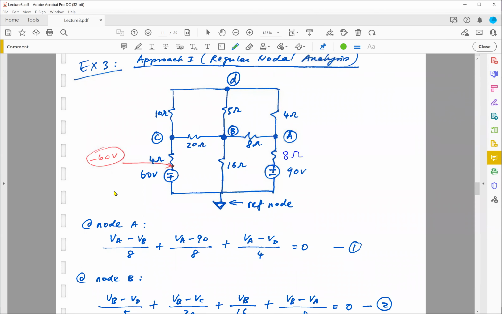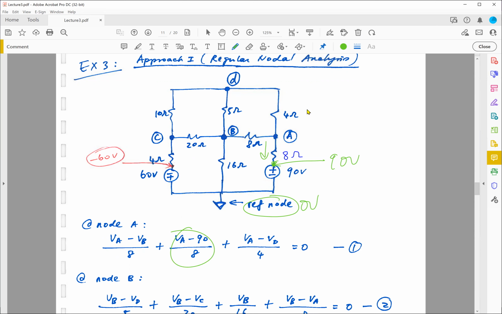So at node VA, I can start writing my equation for this node. So VA minus VB, which is the current flowing to the left, divided by 8, plus VA minus 90. Notice that this point here has a voltage of 90 volts. Why? Because this here is 0 volts, rise by 90 volts, I have 90 volts here. So this node minus this node voltage, which is 90 volts, divided by 8 is the current flowing down this way. That's why I have this term.